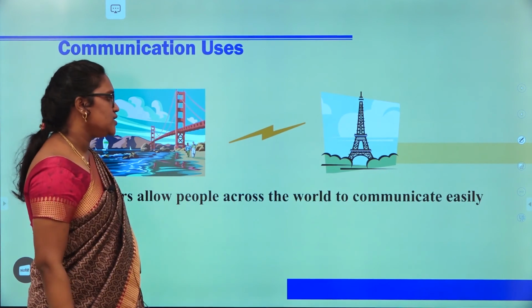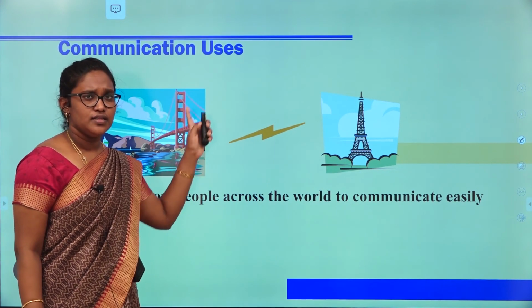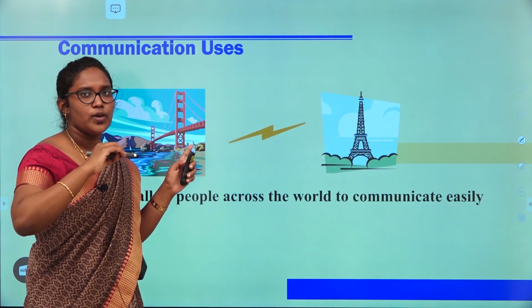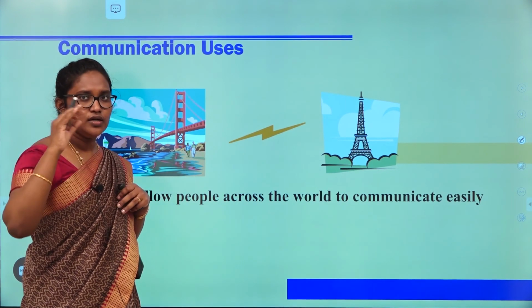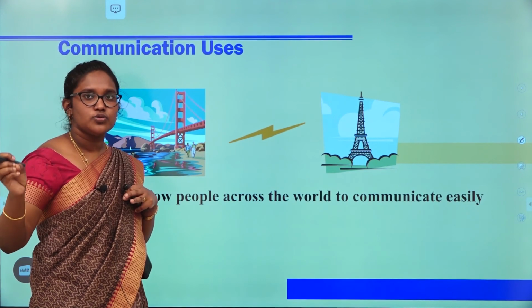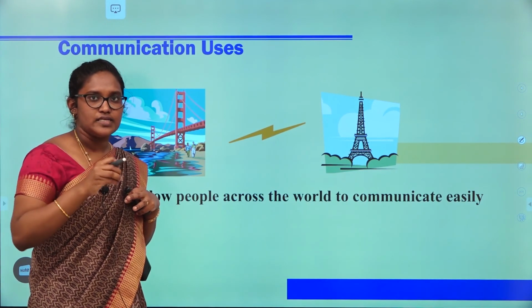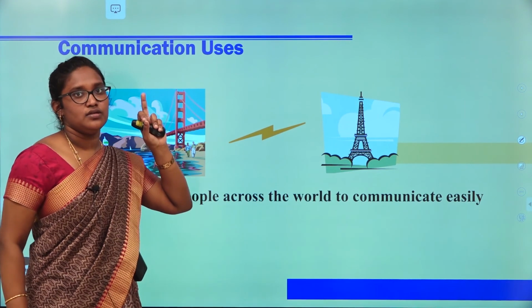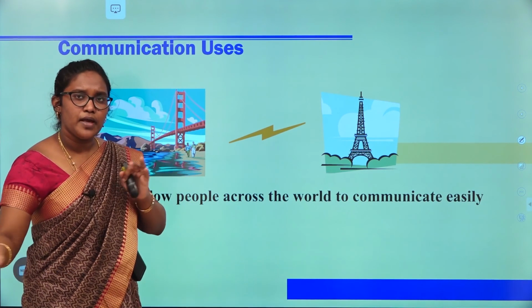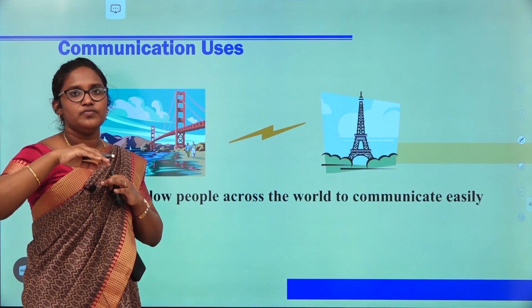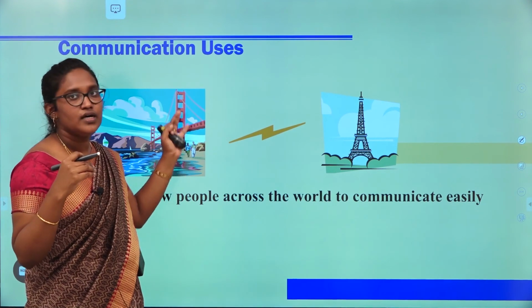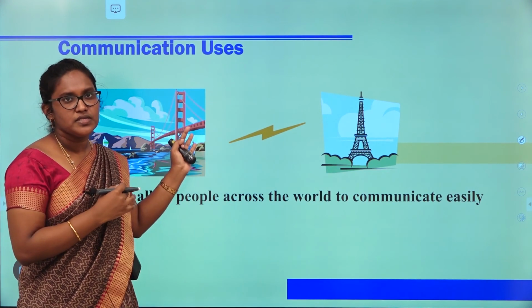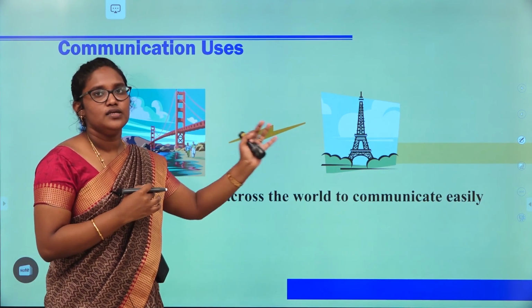Next one, communication uses. We have already seen the basic definition of communication. When you are sharing your content, or talking, or transferring your resources to another person, irrespective of the place, across the whole world, then we call it communication. Either it may be a nearby person or across the globe, we call it a communication use. These computers are also used for communication purposes, when people are present across the world, very easily.